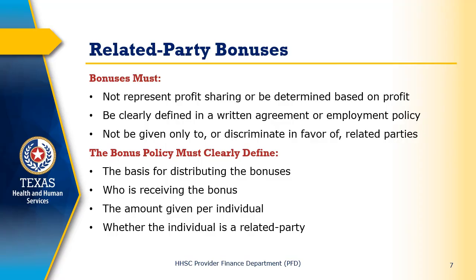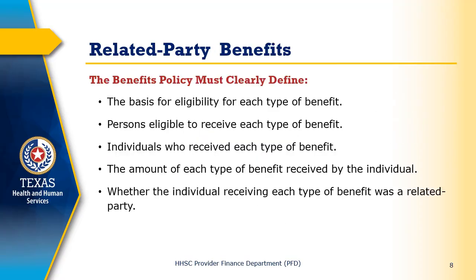Next, we review related party benefits. To ensure successful reimbursements, the cost report must include a clearly defined benefits policy that outlines the eligibility criteria for each type of benefit. The policy should specify the individuals eligible to receive each type of benefit, which individuals actually received each type of benefit, and at what amount.